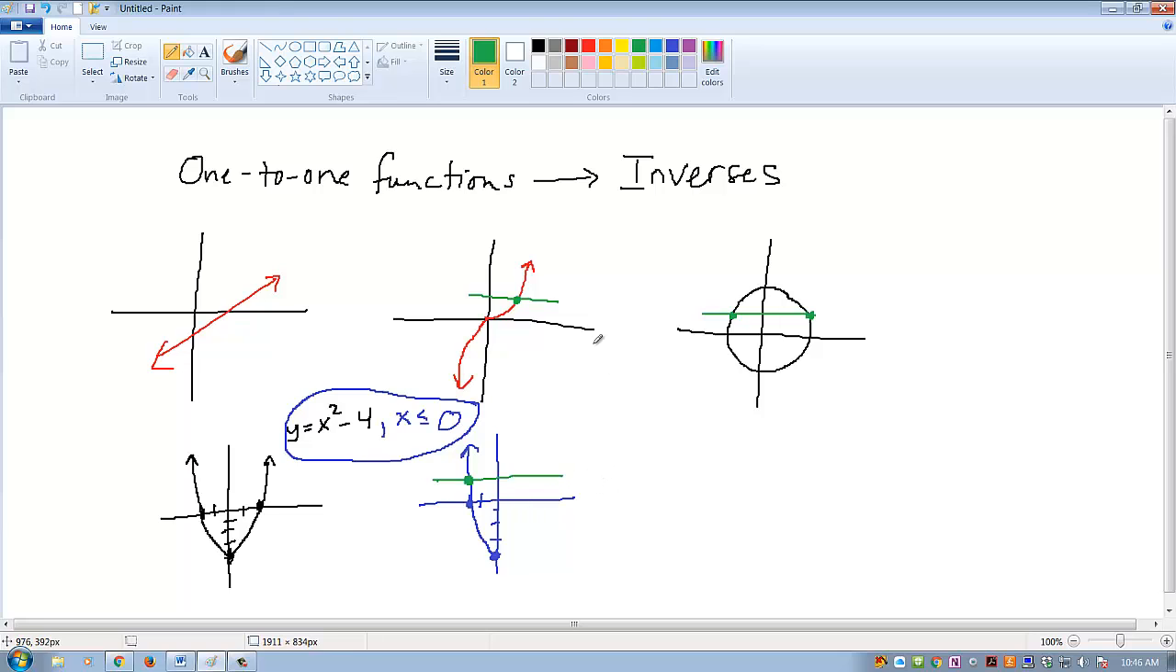So one thing to keep in mind with these when we're dealing with inverses, that the function we're going to be solving for inverses has to be one-to-one, and so does the inverse. Both have to be one-to-one, and we'll be talking about that in the next video.